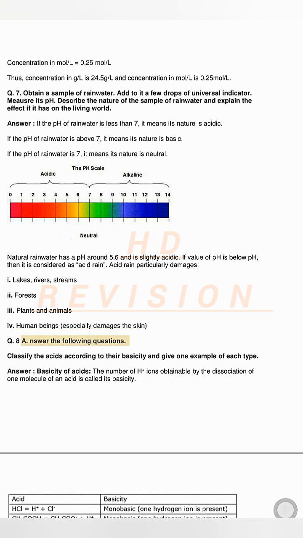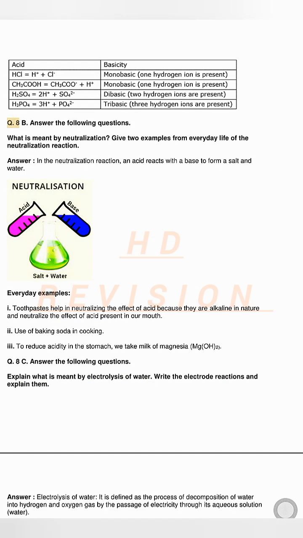Q8A. Answer the following questions. Classify the acids according to their basicity and give one example of each type. Answer. Basicity of acids. The number of H+ ions obtainable by the dissociation of one molecule of an acid is called its basicity.